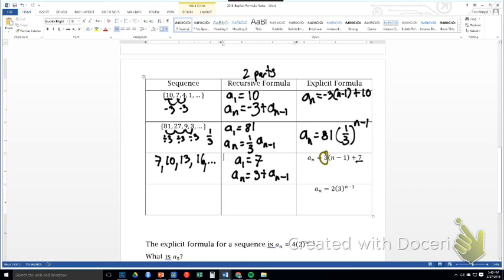All right, the last one, a sub n equals 2 times 3 to the n minus 1. First number is 2, so I'm going to come over here and write 2. Times by 3, so 2 times 3 is 6. Times by 3 is 18. Times by 3 is 54. Then the recursive formula will be a1 equals, and the first number is 2. And then I'm moving by doing 3 times an minus 1. So that's the explicit formula.